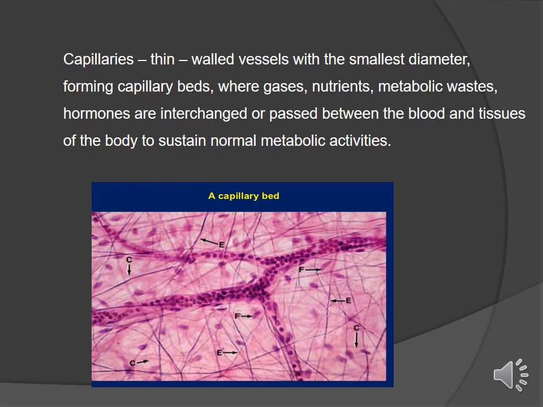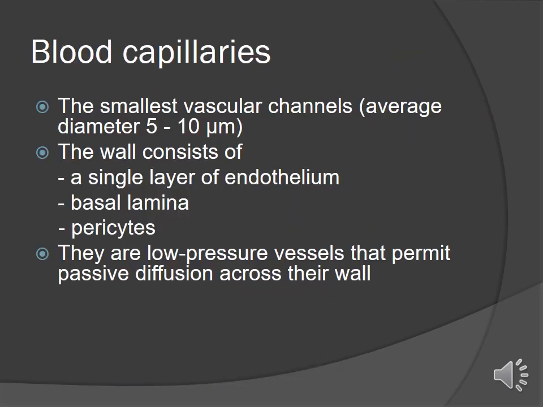Capillaries are the smallest vessels with the thinnest walls, interposed between the arterial and venous systems. Capillaries permit the exchange of materials between cells and the bloodstream. Capillaries receive blood from the smallest arteries, the arterioles, and deliver blood to the smallest veins, the venules.